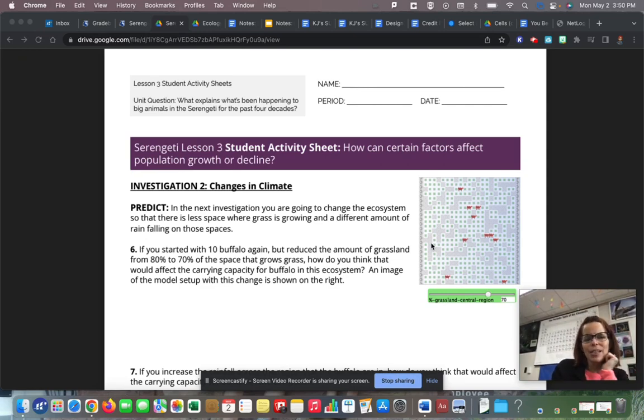This section says, predict. In the next investigation, you are going to change the ecosystem so that there is less space where grass is growing and a different amount of rain falling on those spaces. Number 6, if you start with 10 buffalo, so just 10 buffalo this time, but reduce the amount of grassland from 80 to 70%, so we're only going to have 70% grassland, how do you think that would affect the carrying capacity for buffalo in this ecosystem? So is their carrying capacity going to increase or decrease when you have less grassland? And then just explain it really quickly. If you say increase, tell me why you think that. If you say decrease, tell me why you think that.